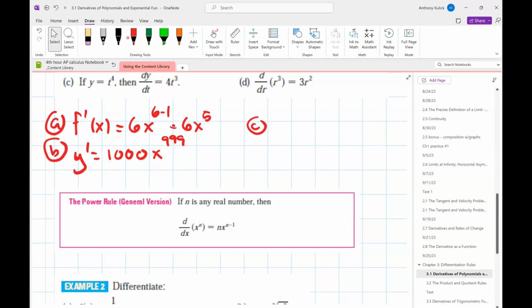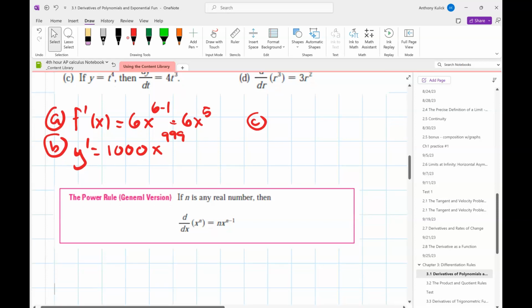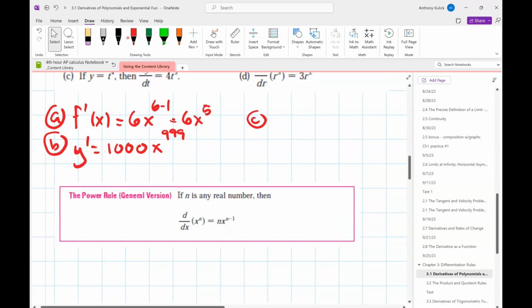Wonderful, Mr. Kulik, because I couldn't even tell you what I'm supposed to do with an x to the pi with the limit definition. I don't know what to do with that. Can't factor it. What am I going to do? Doesn't matter. Power rule will take care of it.